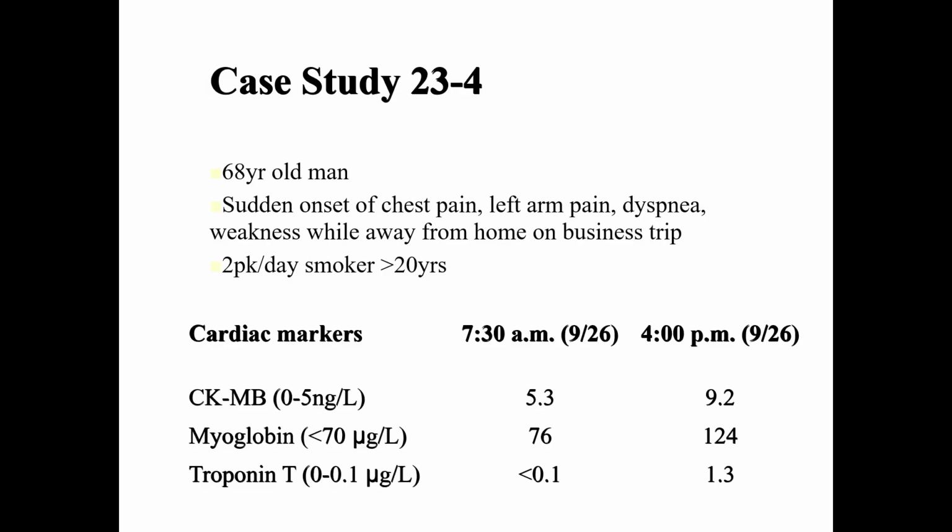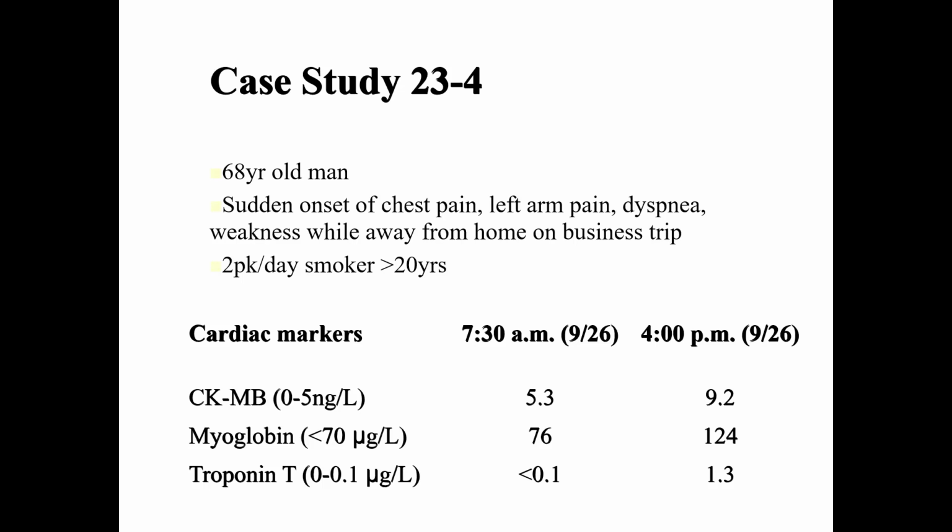So if we look at this case study here, we have a 68-year-old man with sudden onset of chest pain, left arm pain, dyspnea, so shortness of breath, and weakness while away from home on a business trip. He is a 2-pack-a-day smoker with a greater than 20 years of smoking history.